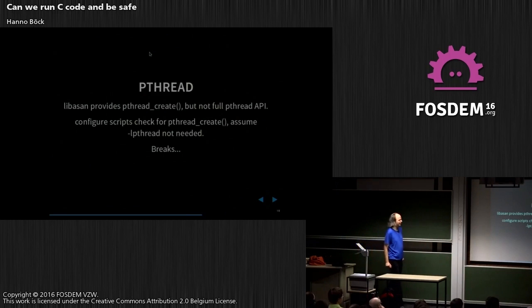Then this was tricky to debug, to understand what was actually going on. With libpthread, the problem is that the address sanitizer library is providing some pthread functions because it's hooking them to record what memory is accessed, but not all of them. So if a configure script checks if pthread_create exists, it says, okay, this function exists, I don't need to link the library in because it's already available. But then the compilation breaks because the other functions are not available. I'm still not really sure what the best solution for this is.